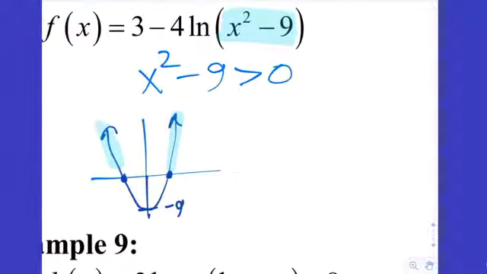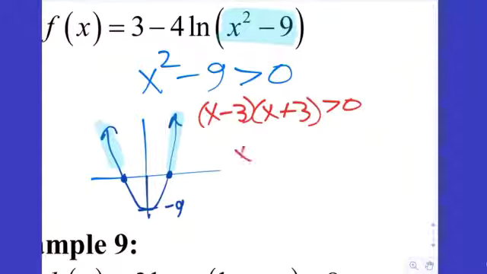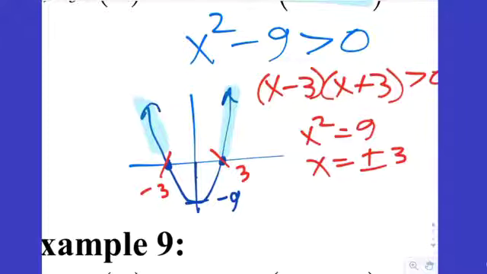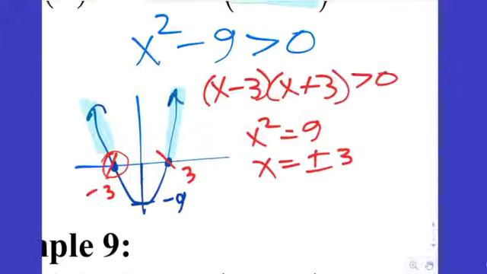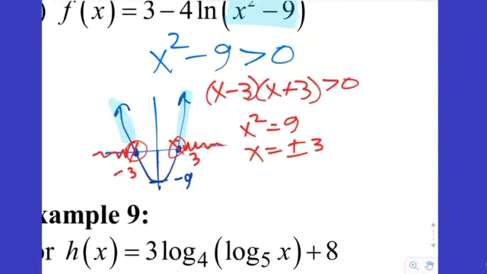But if you're not sure, you could factor it, x minus 3, x plus 3. It's a difference of squares. Or you could come off to the side and set it equal to 0 and then solve by extracting both square roots. However you want to do it. There's negative 3, there's 3. And so now it's everything, because it's a strict inequality, everything to the left of negative 3 and everything to the right of positive 3. That's going to guarantee positive values.